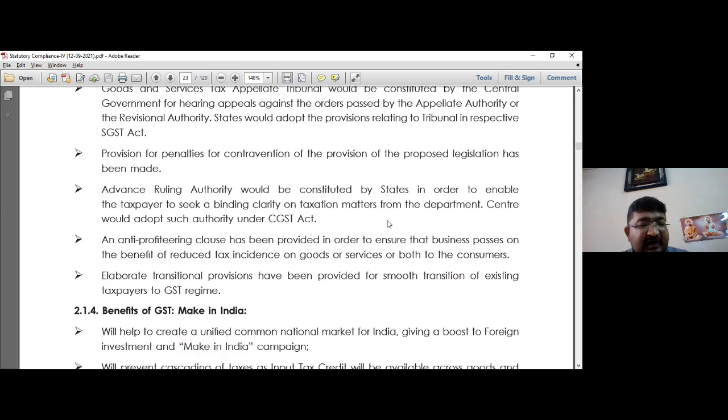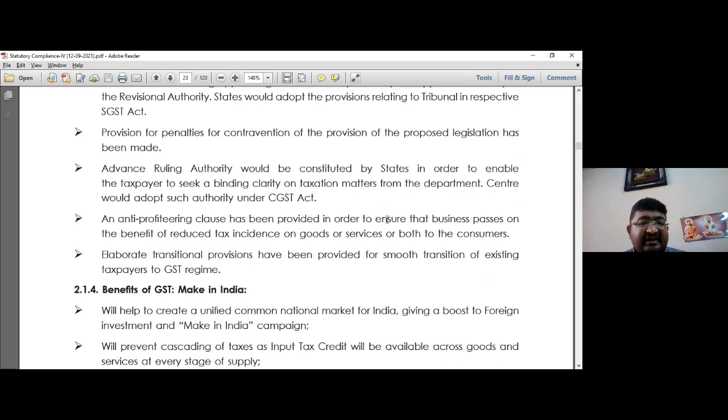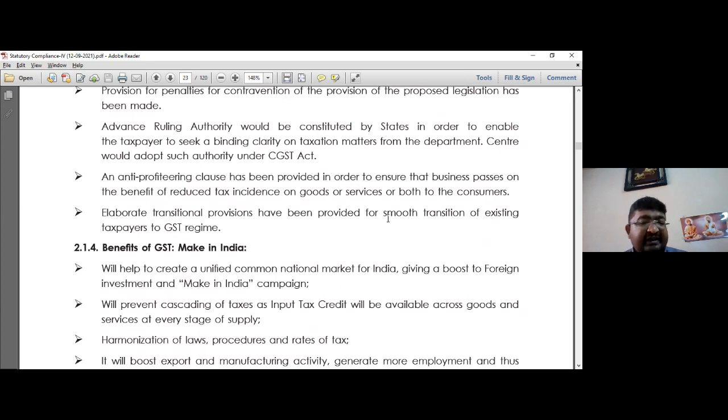Then there are provisions for penalty for contravention of the provisions. Advance ruling authority is there. If you want any clarity from the department, then you can get clarification from this advance ruling authority. Then the anti-profiteering clause, that is what I said.